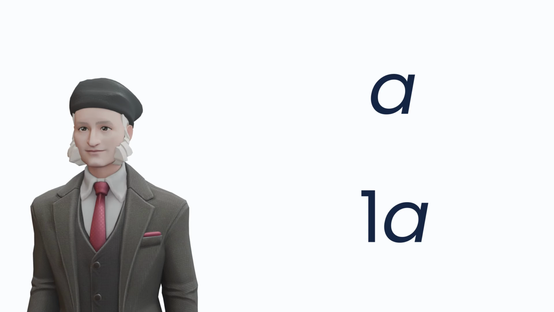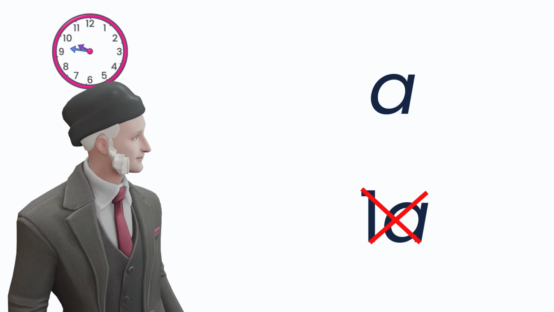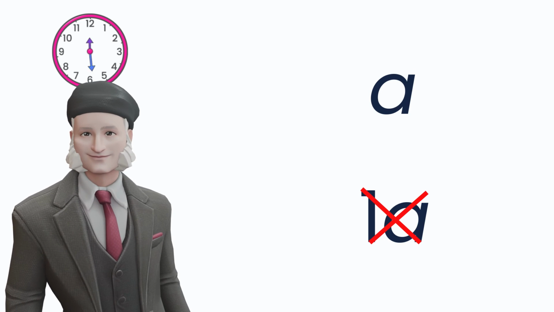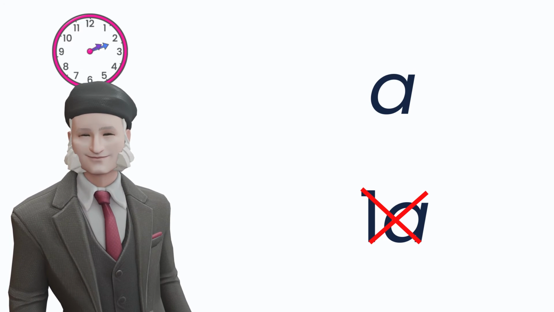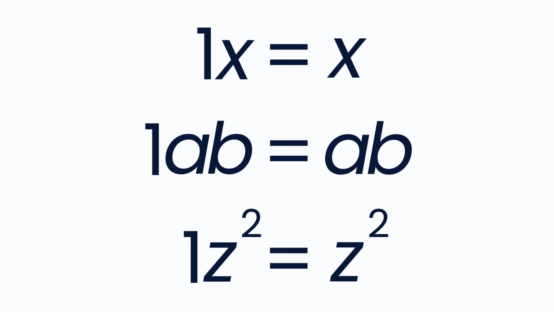Shouldn't it say 1a? Well, mathematicians like to be efficient. It is quicker to only write a instead of 1a. It only takes about half the time. That is why we do not bother writing the number 1 when there is only one of something. So, we write 1x as x, we write 1ab as ab, and 1z squared we write as z squared.